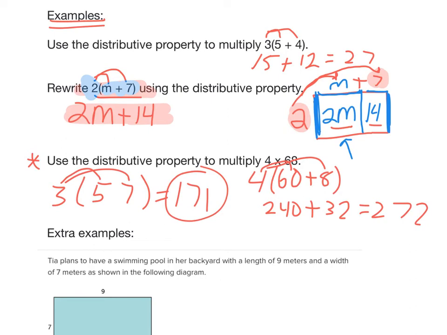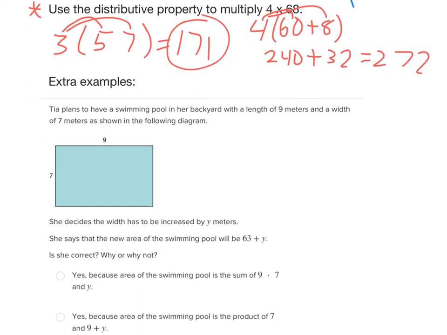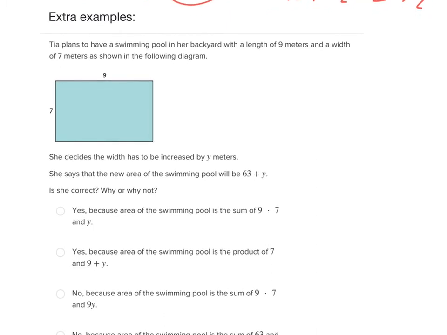All right, examples you don't need to copy down, but you really do need to pay attention to them. Tia plans to have a swimming pool in her backyard with a length of 9 meters and a width of 7 meters, as shown in the following diagram. Now, you're going to want to know which is the length and which is the width. So the length is 9 meters. I'm going to label it like that. The width is 7.